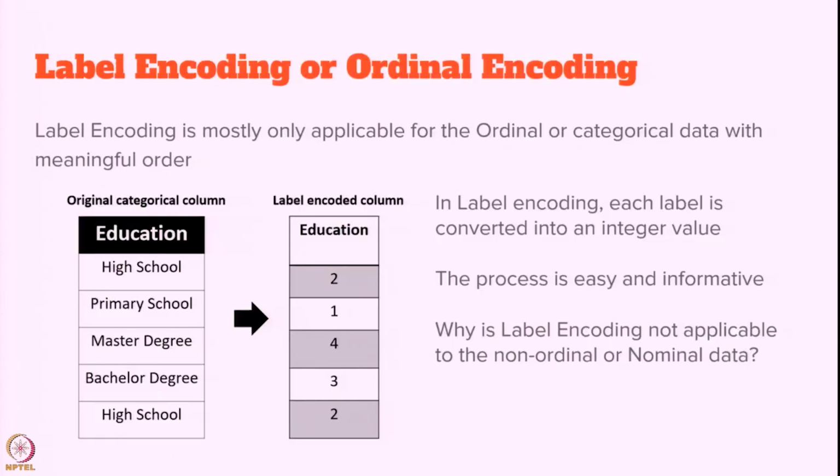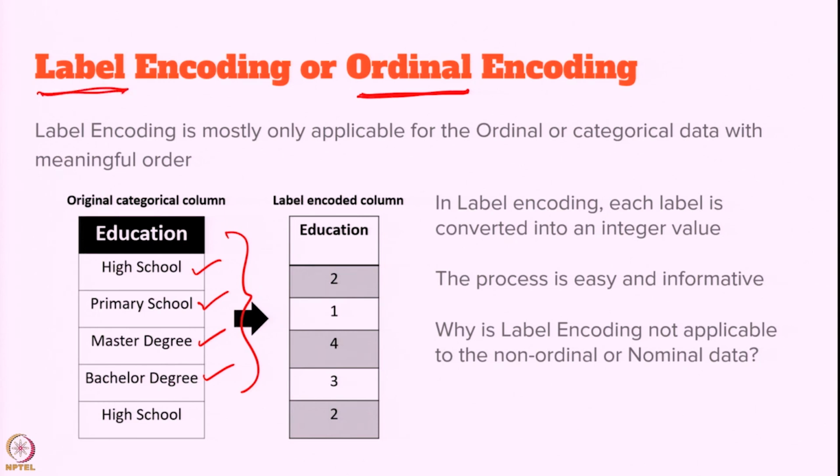The first one is label encoding, or ordinal encoding. As the name suggests, it is for ordinal categorical data. You know that these are the categories that have an inherent order. You have primary school, then high school, then bachelors, then masters, maybe after that some PhD. So there is an inherent order in it. If there is an inherent order and you are using it in your data, then it is better to do ordinal encoding, which is also known as label encoding.